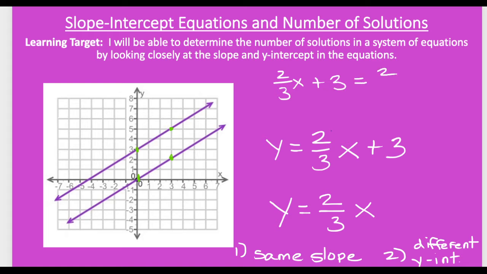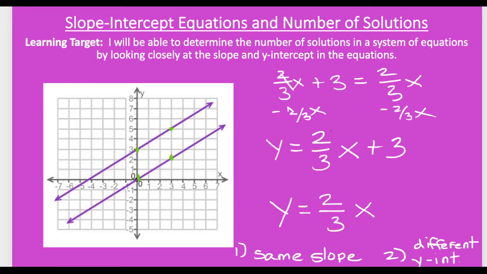So watch this. I'm using substitution and I'm setting this part equal to this part. So 2/3 x plus 3 is equal to 2/3 x. I learned in the last instructional video that I am trying to figure out x. So I'm going to subtract 2/3 x from both sides because I want to get all my variables together. But something strange happens here.